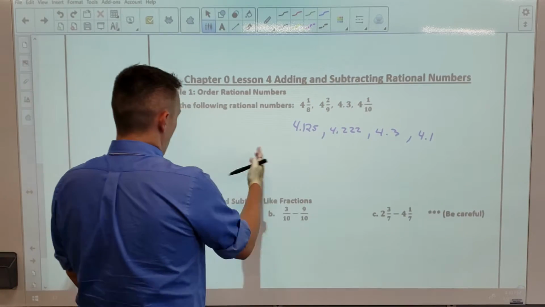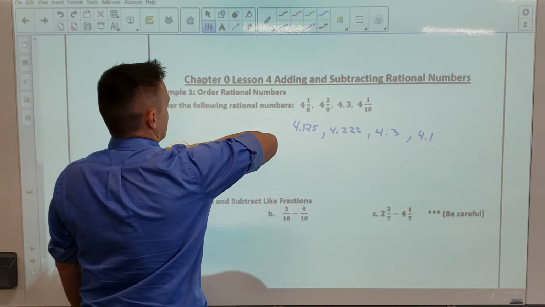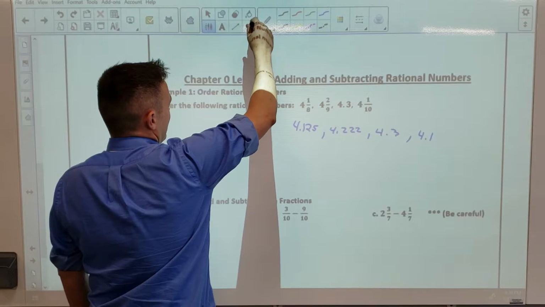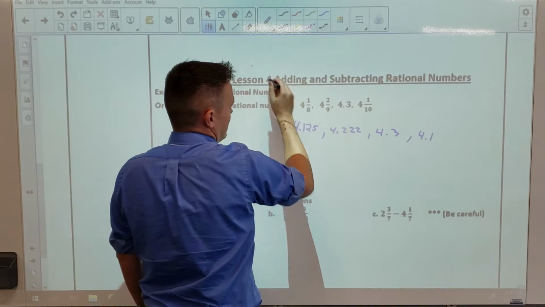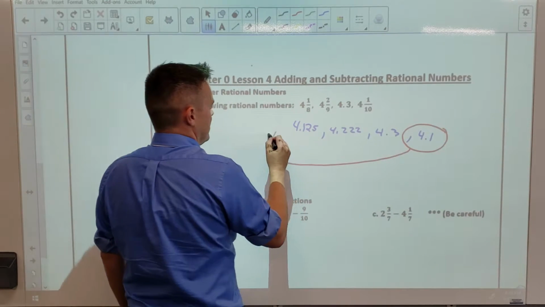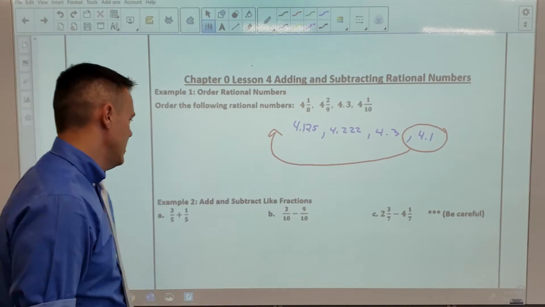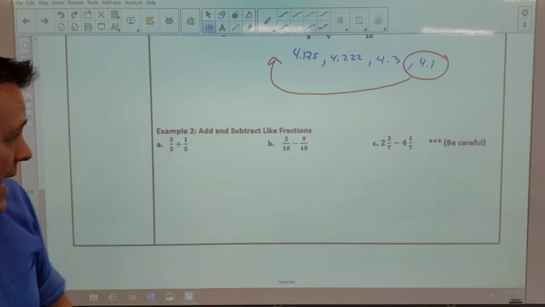So the question is order these in rational form. What you would want to do is make sure you annotate and go from there. This number here actually goes in front, and then that's how you would order it. So it'd be 4.1, then this one, then that one, then that one. That's pretty much simple.